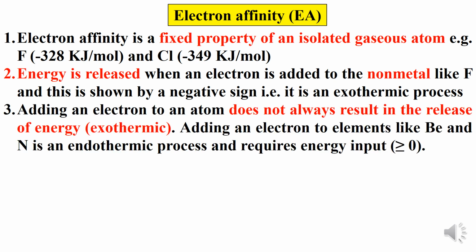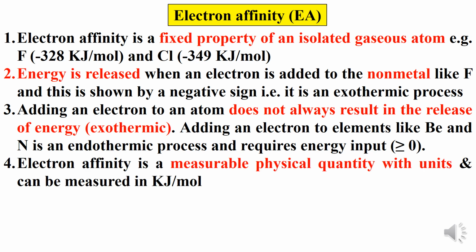So adding an electron to an atom does not always result in the release of energy. For example, adding an electron to elements like beryllium and nitrogen is an endothermic process and requires energy input. An endothermic process is shown by a positive sign or a positive electron affinity value. And electron affinity is a measurable physical quantity with units. It can be measured in kilojoules per mole.